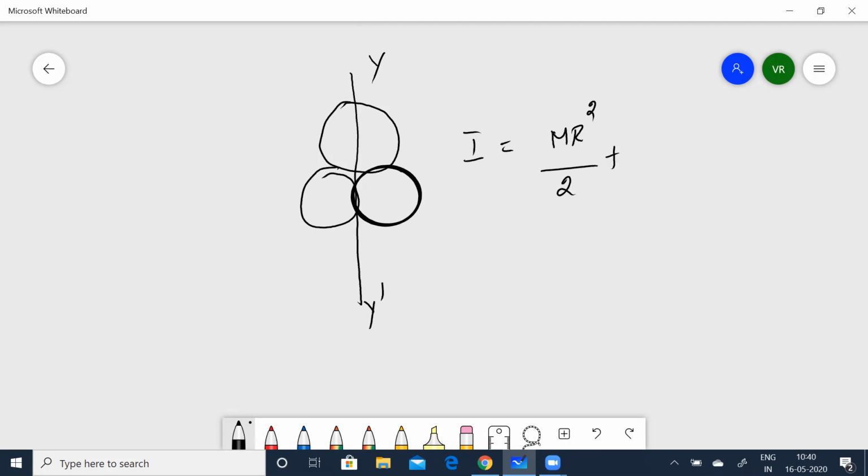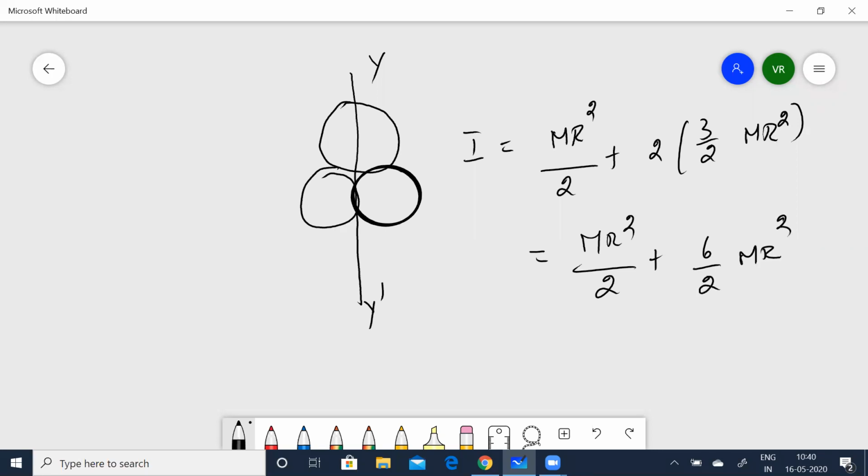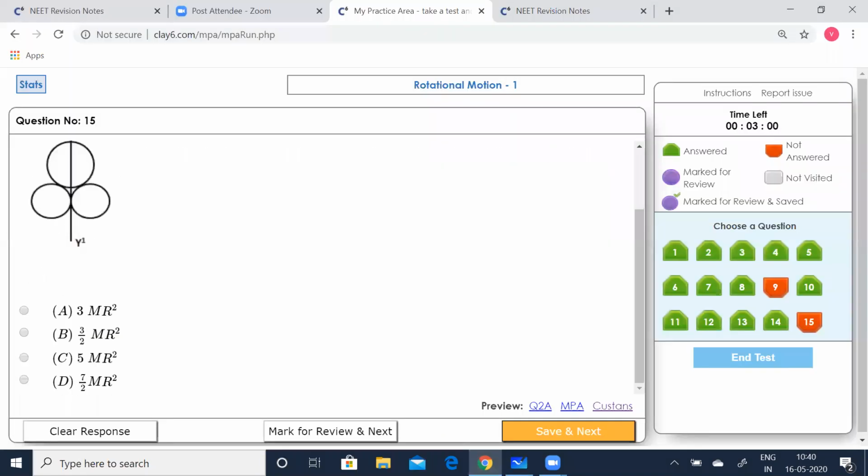Since there are 2 rings here, you take it as 2 times 3 by 2 mr squared for the 2 rings, right? So it is going to be mr squared by 2 plus 2 3s are 6, or 6 by 2 mr squared. That gives you 7 mr squared by 2. That was pretty easy. Let's see which option is correct. 7 mr squared by 2. Option B is correct. Save that.